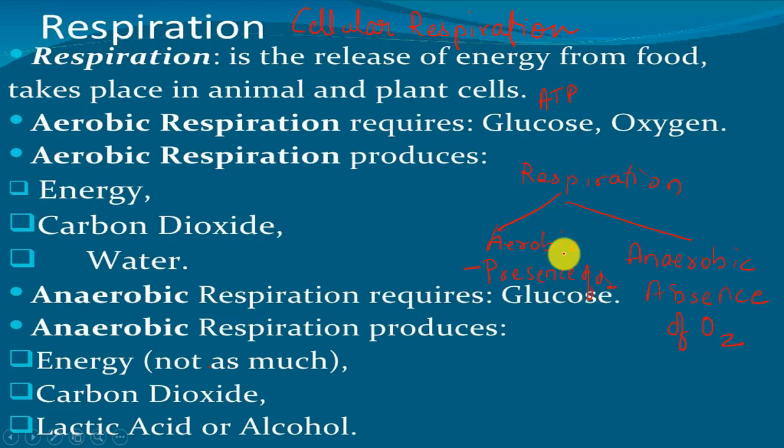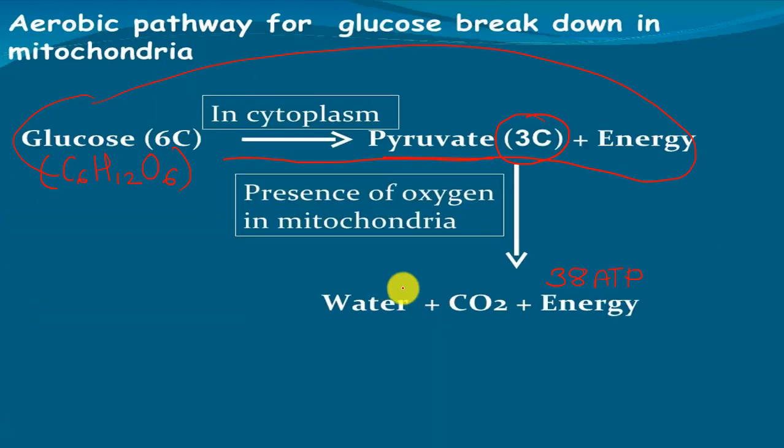Does glucose also break down in the absence of oxygen? Yes, glucose does break down in the absence of oxygen, but that process cannot be carried on for a longer time in the human body. Let's see what happens in the presence of oxygen and what happens in the absence of oxygen. First, we will talk about the aerobic pathway for glucose breakdown in mitochondria.